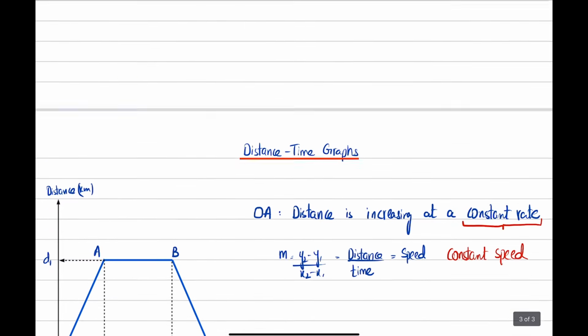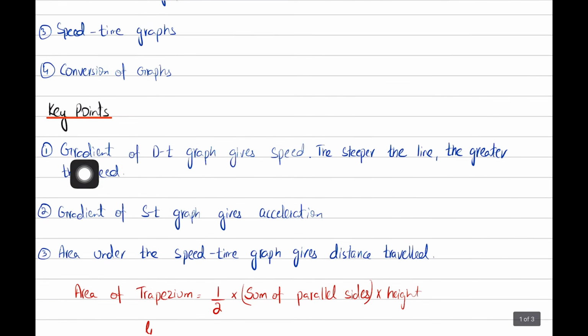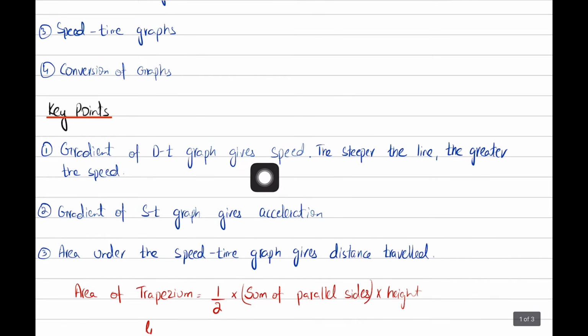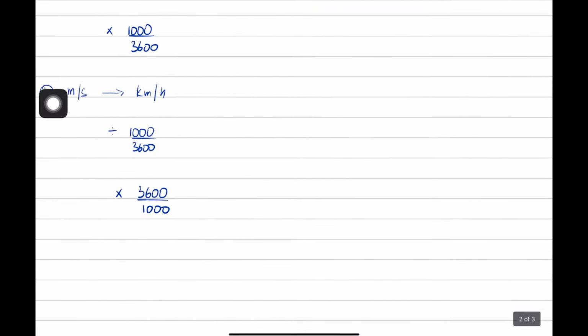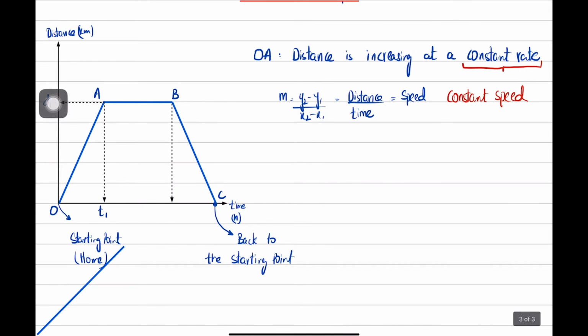So that is why the gradient of a distance-time graph gives speed, because when you calculate the gradient, in the numerator you have distance, in the denominator you have time, and distance upon time, as we know, is equal to speed.